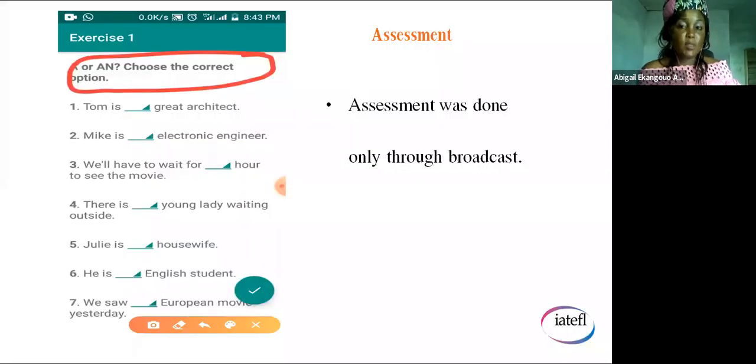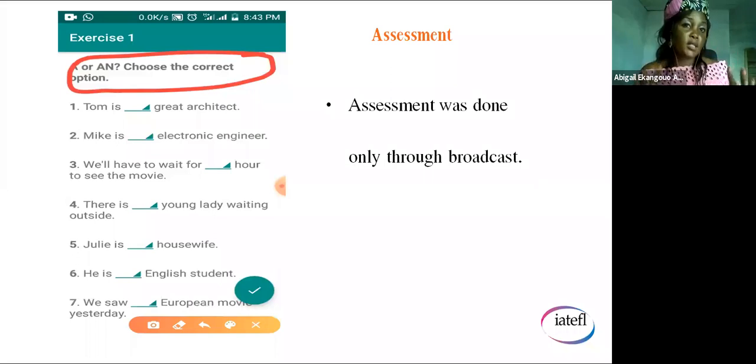Abigail's there. During assessments, I decided to assess my students using WhatsApp broadcast because, like I said, with WhatsApp broadcast, the feedback is individual, and so I could mark their exercises individually. Now, how did I assess? I could formulate my own sentences depending on what I taught and post them on the broadcast, and each of them could give me their feedback depending on the questions that I wanted.